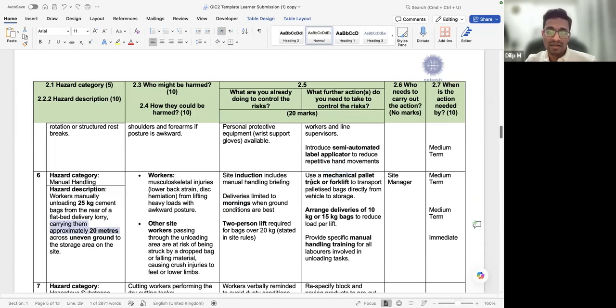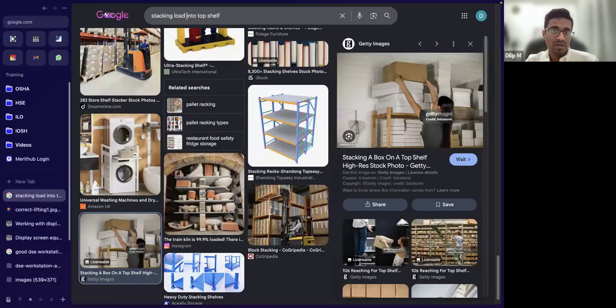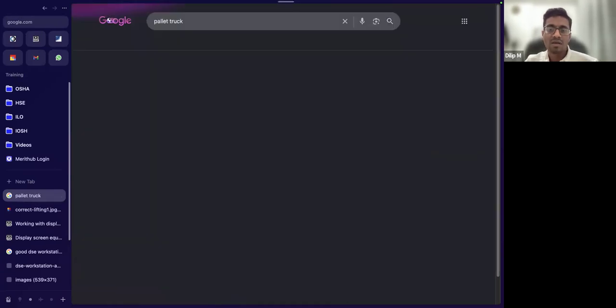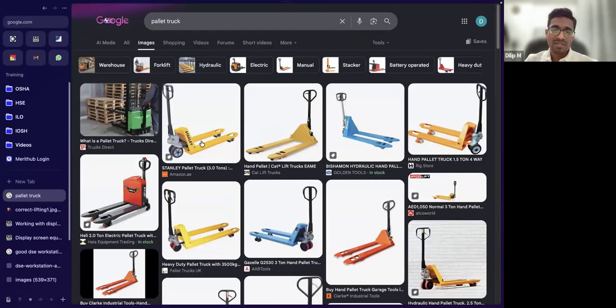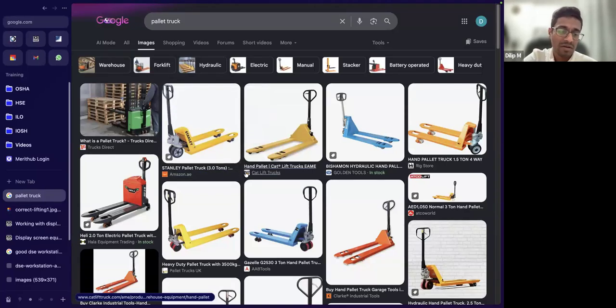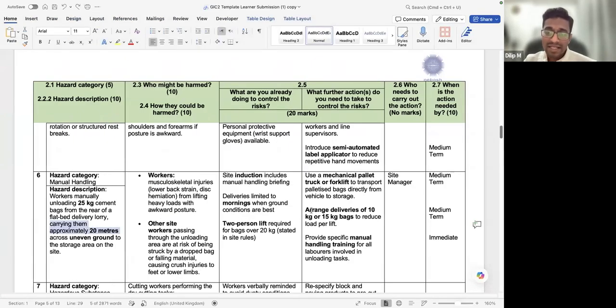So a mechanical pallet truck. So the pallet truck image. So use a pallet truck. Still you're going to push and pull, but it will eliminate carrying the load. And then arrange deliveries of 10 kg or 15 kg bags. So see if you can reduce the weight of the bag.